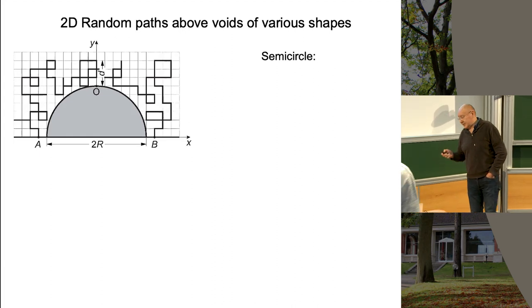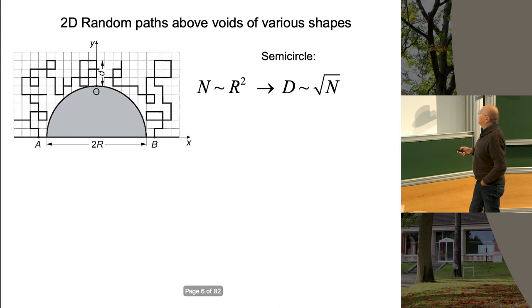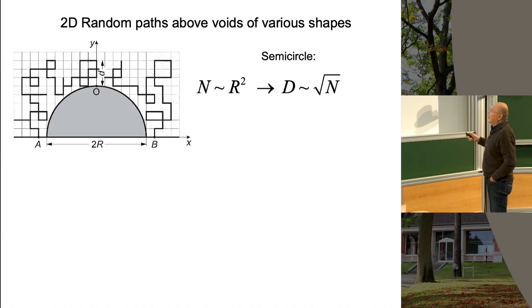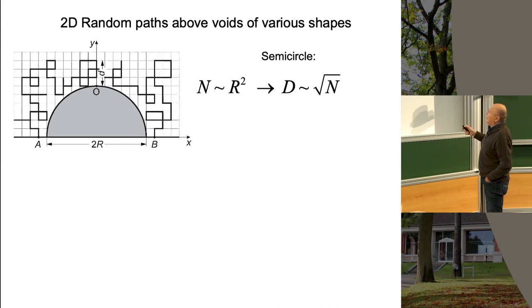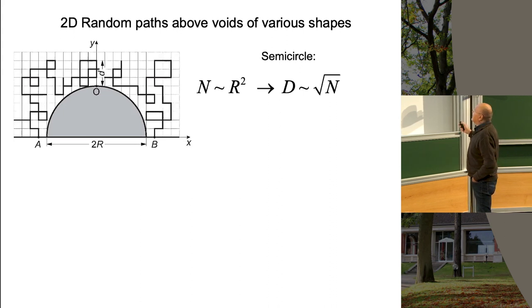So the question we are asking is the following. What is the typical height of this random walk above the point O? The random walk has n steps. The radius of this semicircle is r. Suppose that the number of steps is very large, much bigger than the radius. Then, of course, for this random walk, this small bump is almost invisible, and the span of the trajectory, so this average height, is like in ordinary diffusion, the square root of the number of steps.